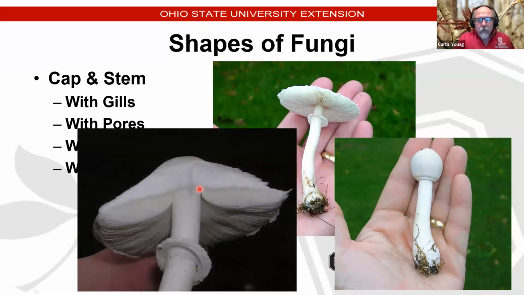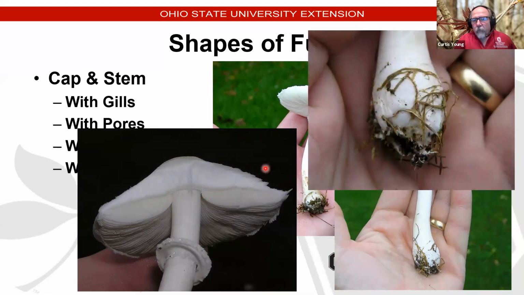As we look at the cap, here I've broken it open to show the positioning of the gills underneath the cap. Some of them are free from the stalk. Some of them will be connected directly to the stalk, and some of them will even extend down the stalk. And in that case, they're called decurrent gills. And then when we look at the base of this particular mushroom, there is no additional anatomy down here.